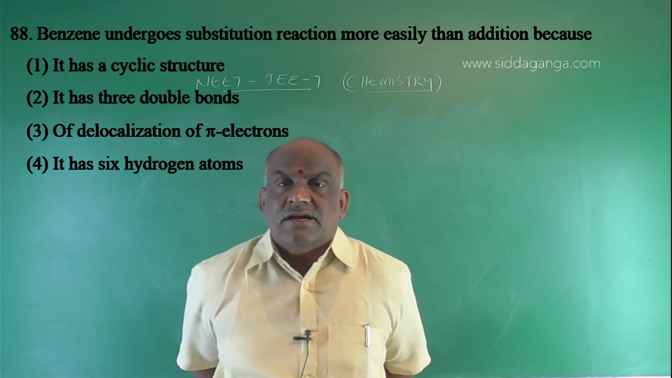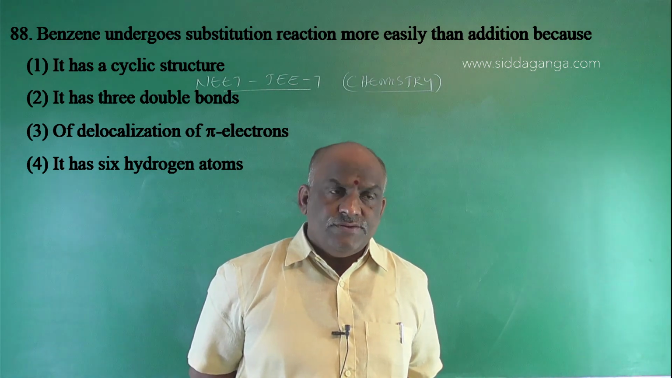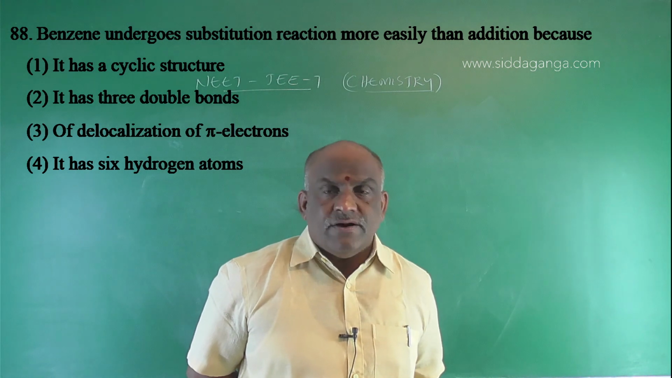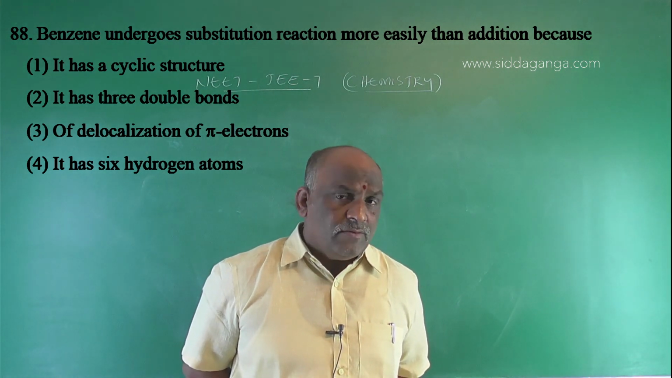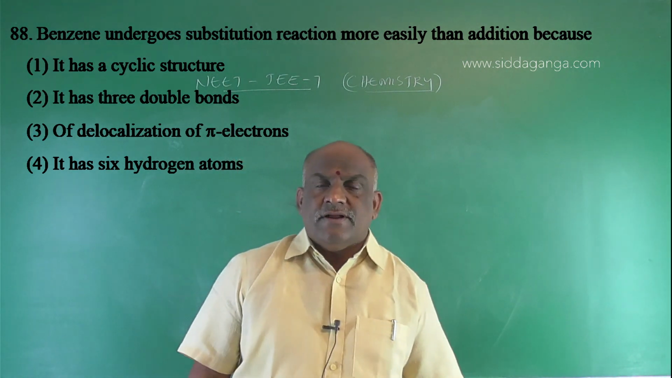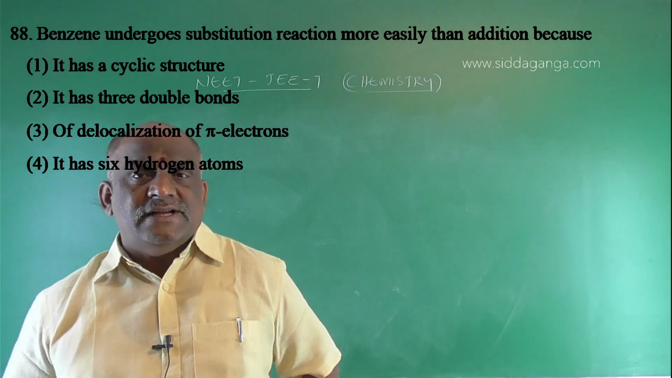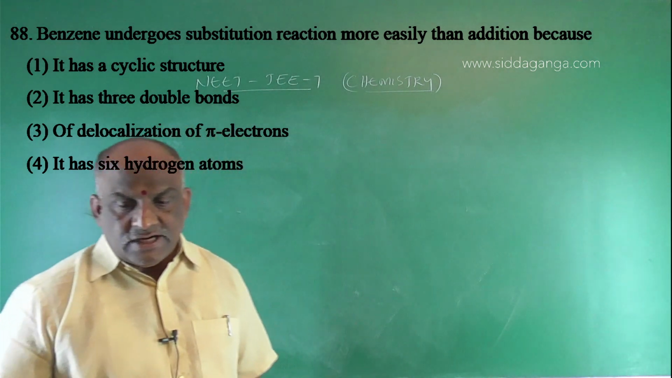Pi electrons are in conjugation, the pi bonds are conjugate. Conjugate means alternate single bonds and alternate double bonds, which is called a conjugation system. So benzene undergoes substitution reactions. What is the reason? Delocalization of pi electrons. The third option is right for that question.